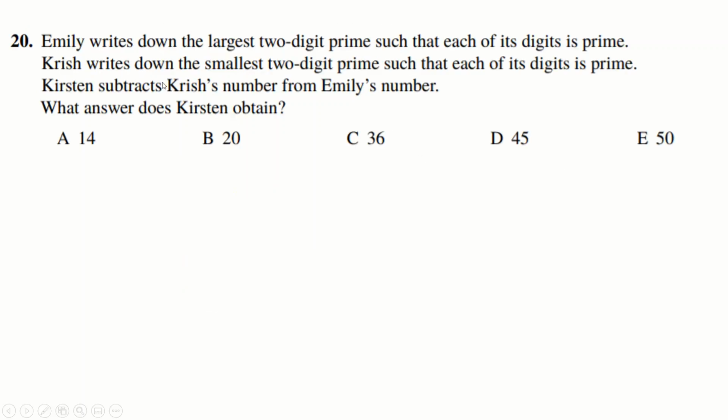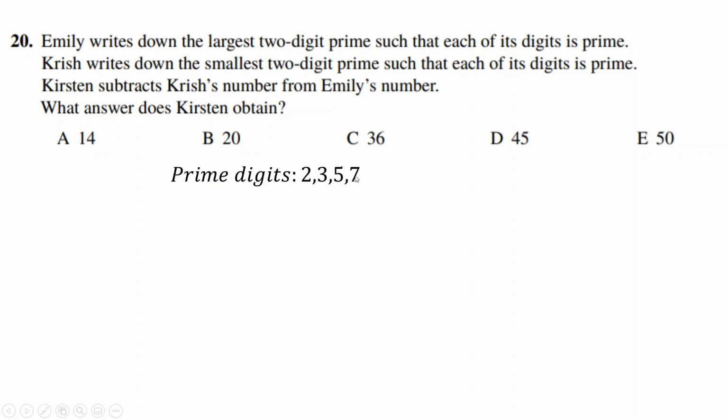Question 19. Emily writes down the largest 2-digit prime. They're obsessed with 2-digit primes in this test here, such that each of its digits is prime. Okay, so the prime numbers or prime digits are 2, 3, 5, 7. So she's writing a 2-digit prime that's made exclusively of these numbers here.